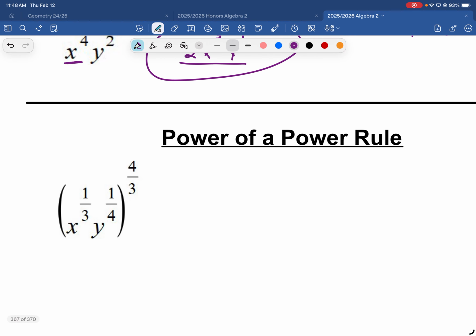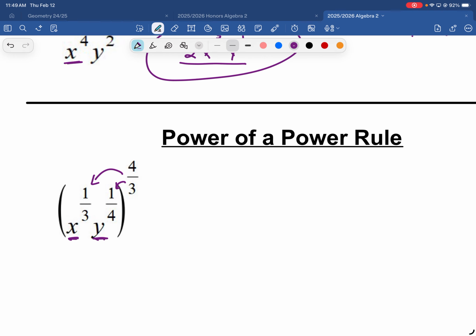Power rule or power of a power rule. Power of a power rule says that first and foremost you have to distribute your power. The power has to be distributed to each and every single base. So if there were a coefficient out front, a number out front, the 4/3 would have to go to that number as well. There's not a number, so we don't have to worry about it. However, with this, we've got 2 different bases. We've got a base of x and we've got a base of y. That 4/3 needs to be distributed to each of those pieces.